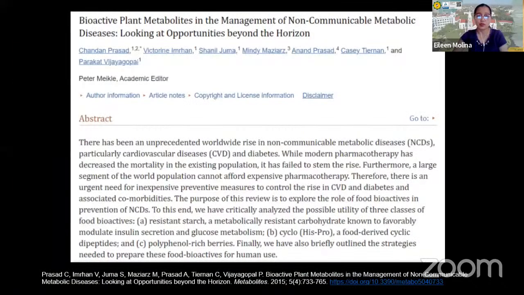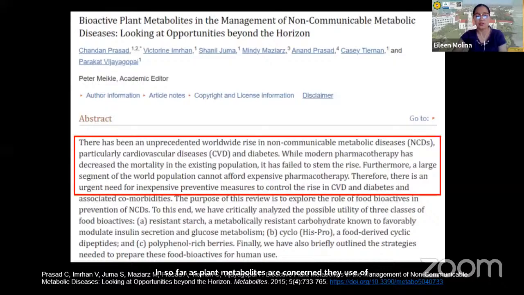It is on bioactive plant metabolites. It specifically looked into the different opportunities in the management of NCDs in so far as the use of plant metabolites is concerned. So I'd like to refer you to this highlighted portion of the abstract of the study.